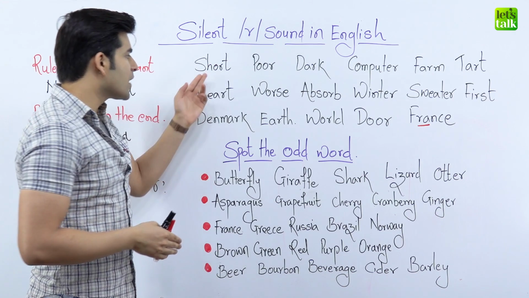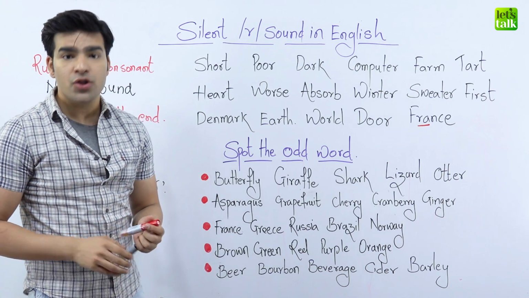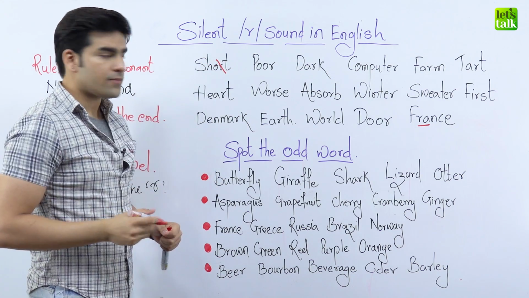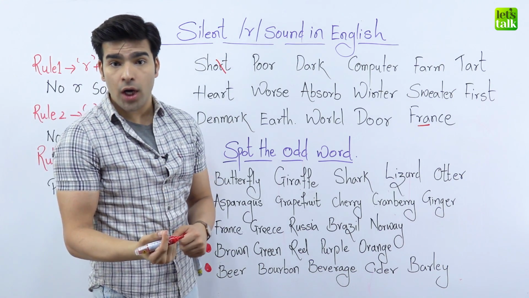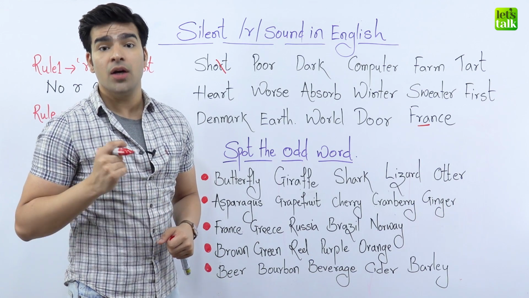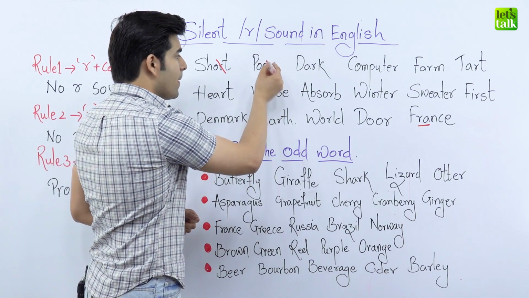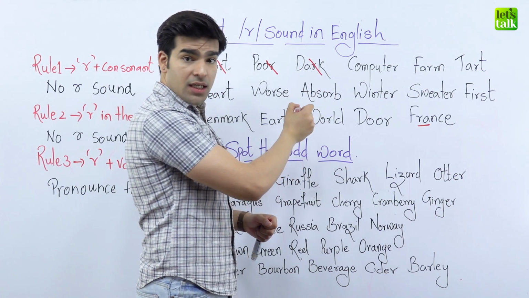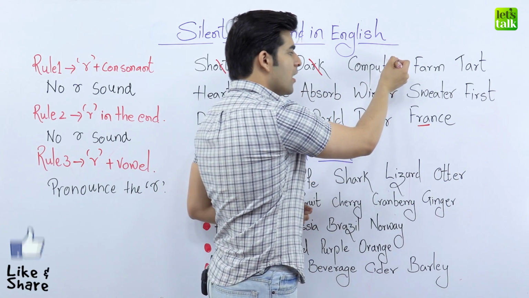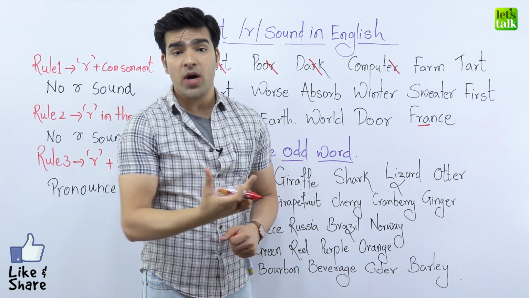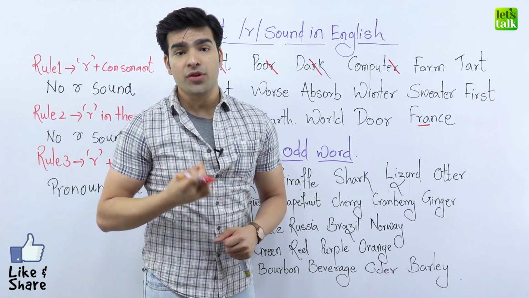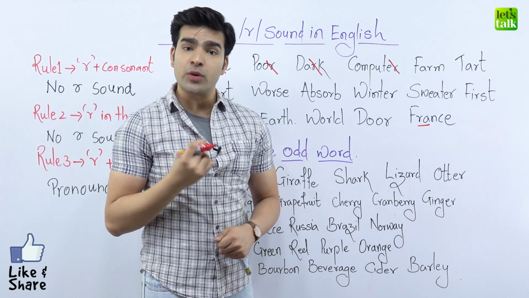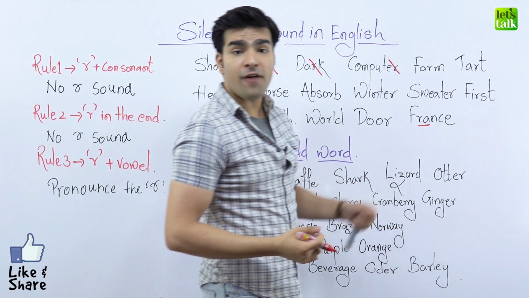For example, short, and not the R sound. It is short. Next, paw or pore. It is not pore. It is paw. Dark, not the R sound. Computer. The word ends in the schwa sound. Computer, not with an R. Next is farm.